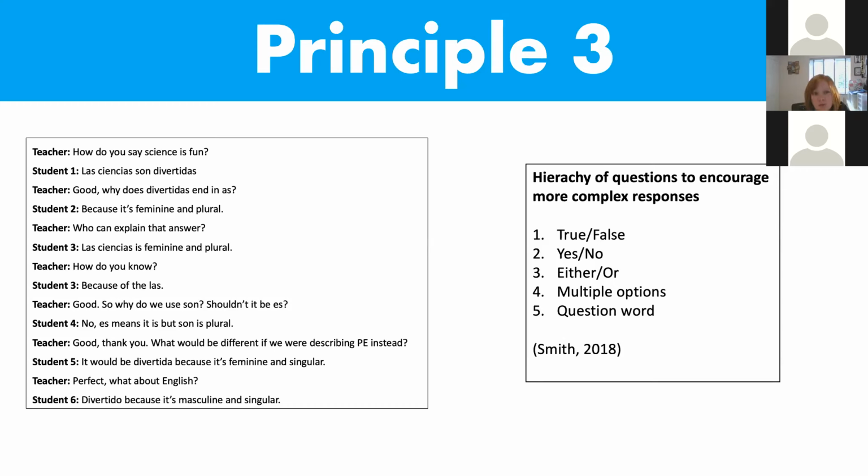So of course, another purpose of questioning in MFL is actually to practice the language. So questions designed for practicing language can seem artificial, but this isn't necessarily an issue. And as addressed in Steve Smith's 2018 book, Becoming an Outstanding Languages Teacher, there's a hierarchy of question types that can elicit more complex responses. And planning this kind of sequence in advance is the best way to get the most out of it.